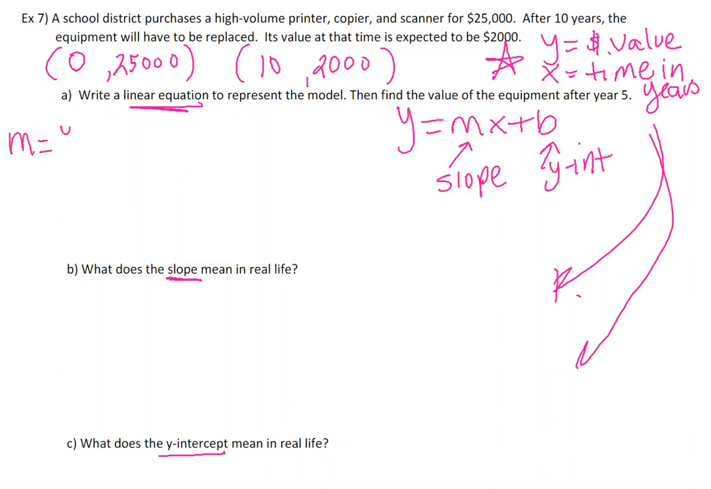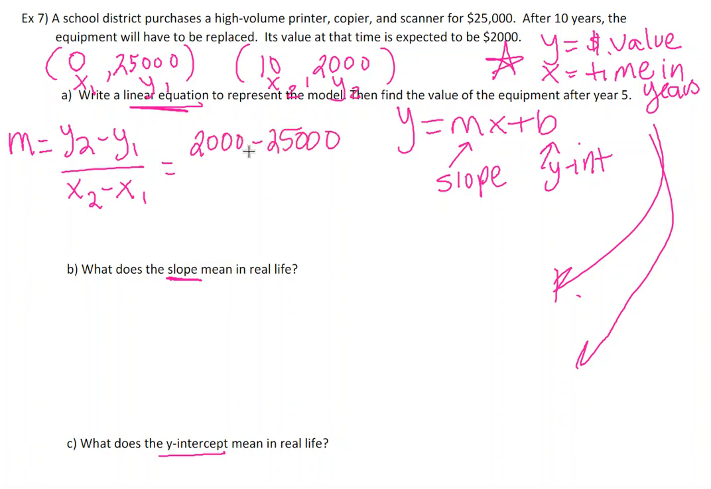I'm going to use the slope formula, y sub 2 minus y sub 1 over x sub 2 minus x sub 1. I'm going to go ahead and label these x and y. Just in case you need a refresher, the subscripts just represent the two different points. So I'm going to do 2,000 minus 25,000 over 10 minus 0. And that's going to give me negative 23,000 over 10.